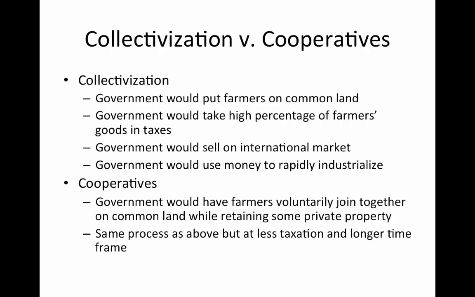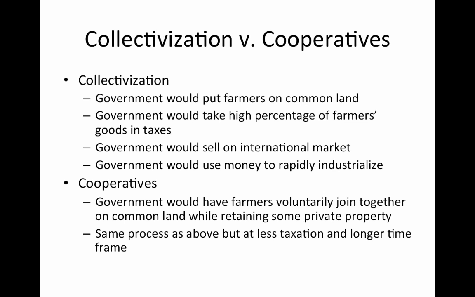Collectivization versus cooperatives. As we talked about before, but to put it into more depth, collectivization is basically when the government would put farmers on a common land. The government would take a high percentage of farmers' goods in taxes. They would then sell all of these goods on the international market and use that money to rapidly industrialize.